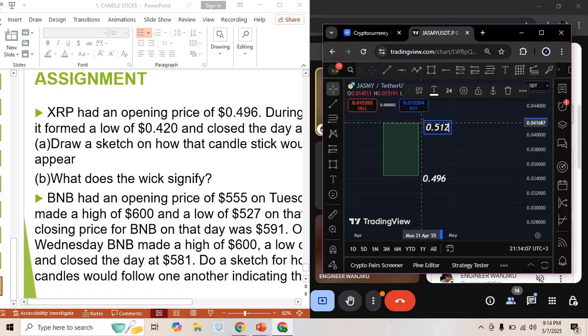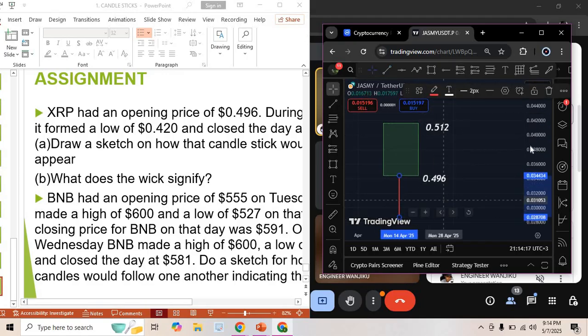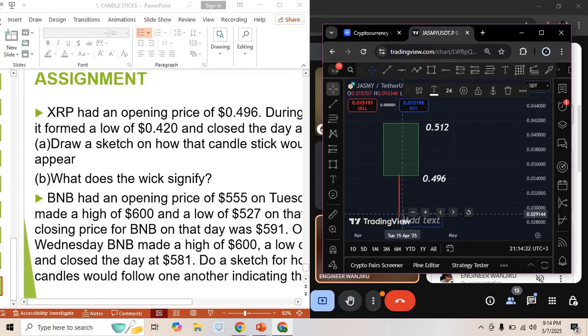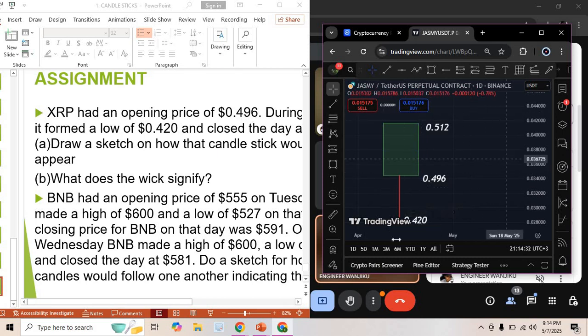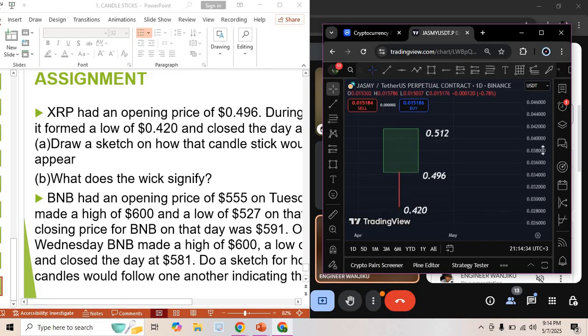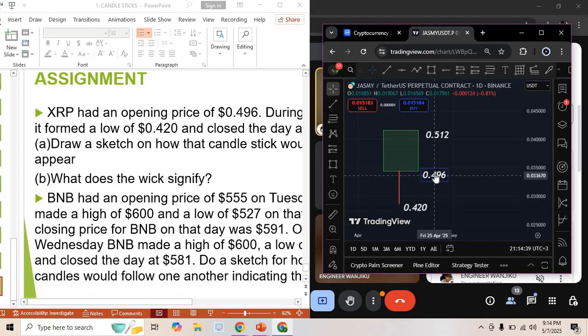Then it formed a low, meaning the wick to the bottom. Yes, 0.420. So explain to us why it's a bullish candlestick, kindly. The opening price is lower than the closing price, so the buyers push the price up.